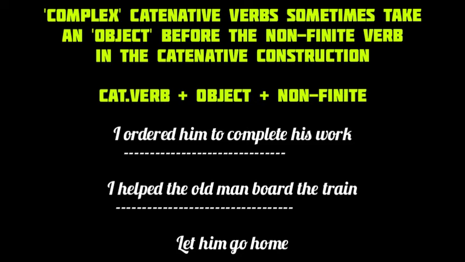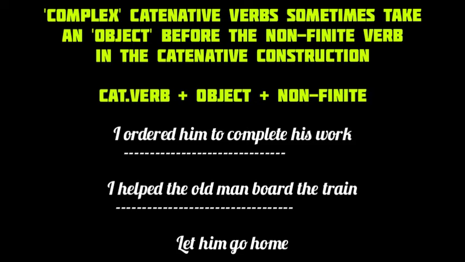For example, I ordered him to complete his work. In this sentence, the object him is placed in between the catenative verb ordered and the non-finite verb to complete. Since this catenative verb ordered has an object him, it's called a complex catenative verb.